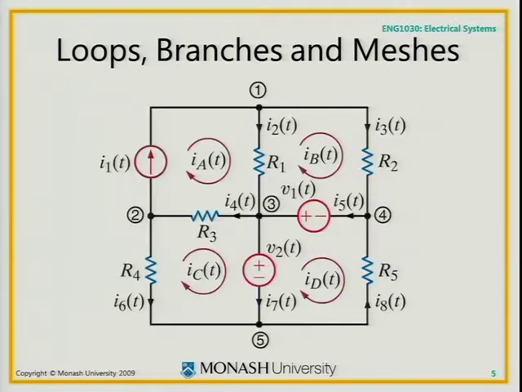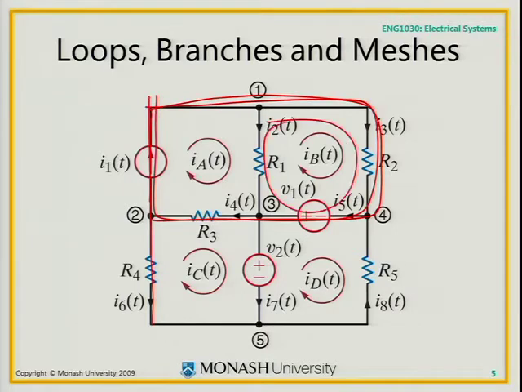So let's remind ourselves, each one of these elements is a branch. So that would be a branch. It's got a current source in it. That's a branch, resistor R4, and so on. A loop could be this, like that. Start there, do that. But that's not a mesh. Why? Because this is a loop inside it. That's another loop inside it.